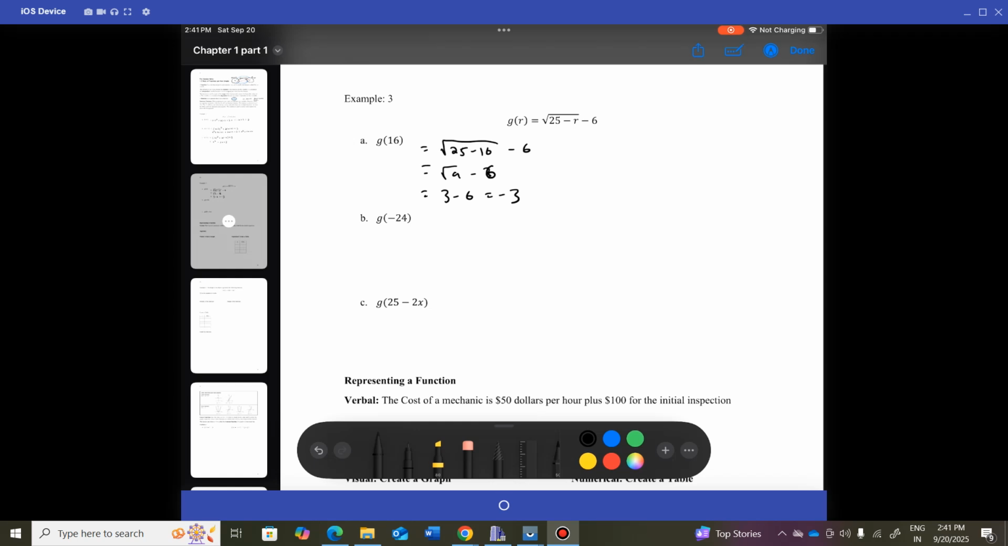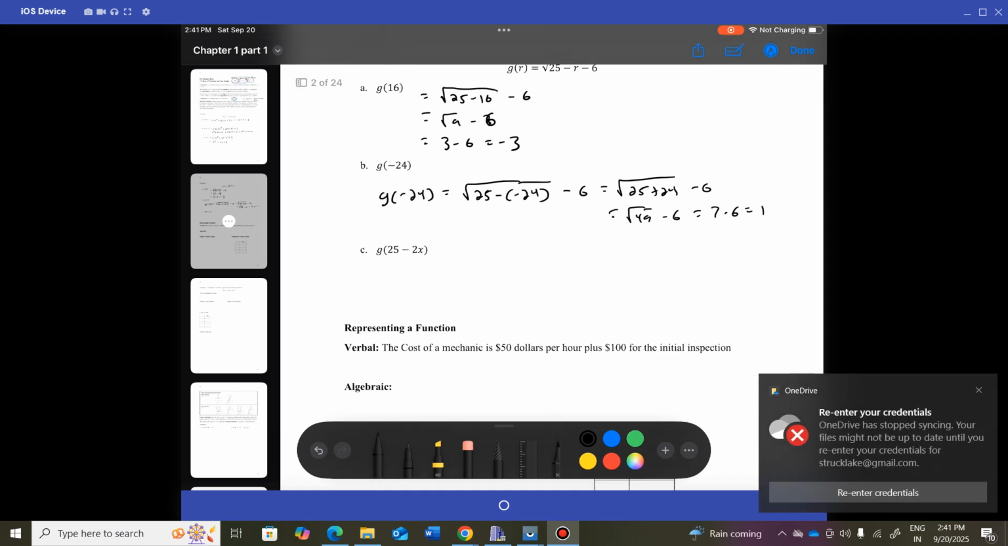And we can do the same thing for g of negative 24. We get square root of 25 minus a negative 24. This is where parentheses are so important. Now this minus a negative 24 means we're going to add 24, not subtract. You know, two totally different answers if we do the wrong thing. And so we get square root of 49 minus 6, which is 7 minus 6, which is 1.